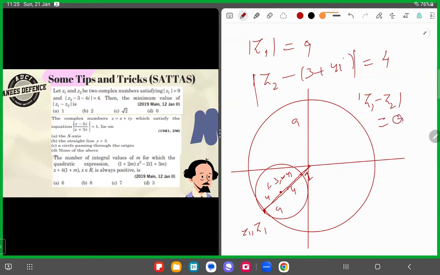Okay, right? We can also solve for the maximum from this. Mod z1 minus z2 maximum. That means the radius of the bigger circle is 9, and one unit from the origin to the smaller circle. So 9 plus 1, 10. So 10 units is the maximum distance between the bigger circle and the smaller circle, and 0 units is the minimum.